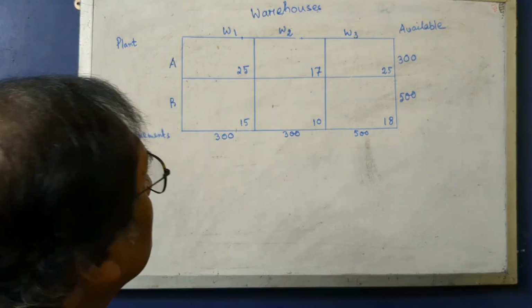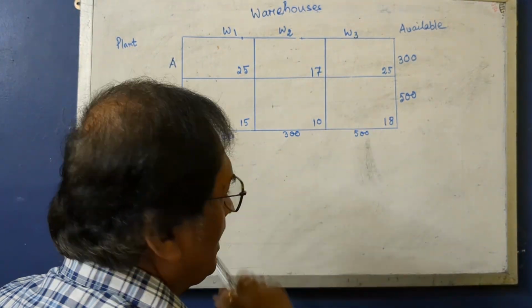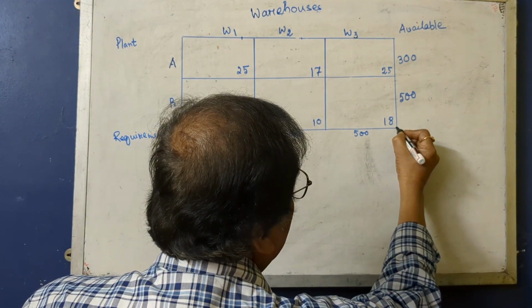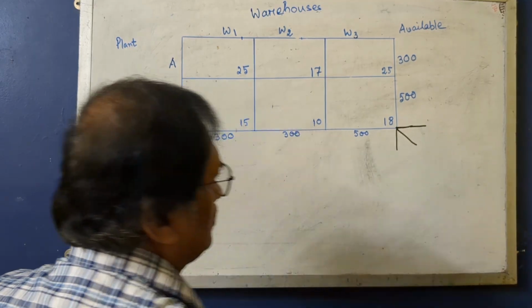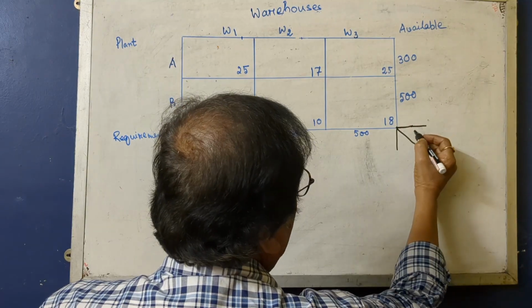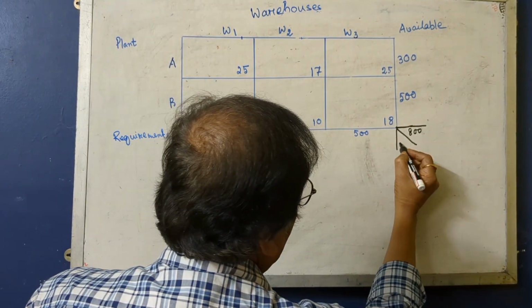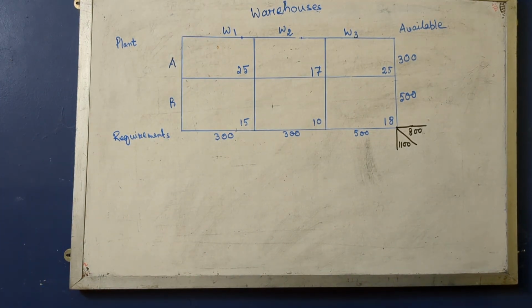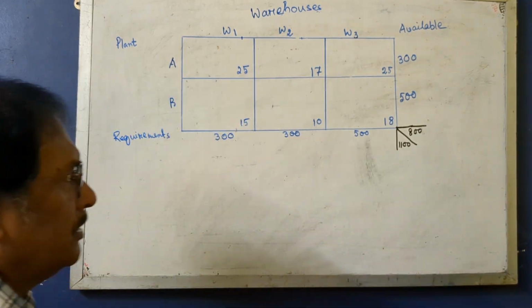The first step is to check whether it is a balanced transportation problem or not. This is the first step you have to check. If it is not, then you have to do something to solve it. Here the total availability or capacity of the plants is 800, and the total requirement is 300, 300, 500, 1100. That means this is an unbalanced transportation problem, as the total availability is not equal to the total requirement.